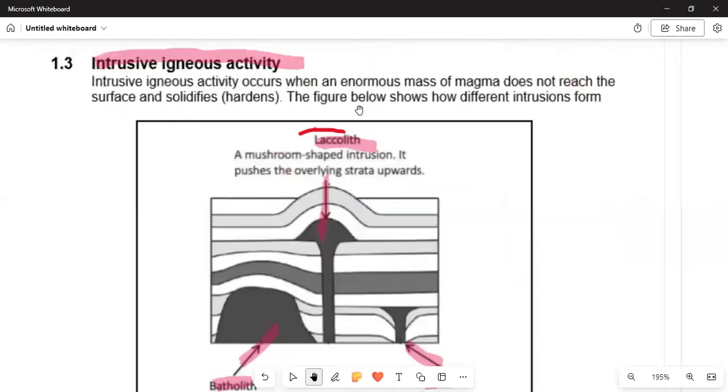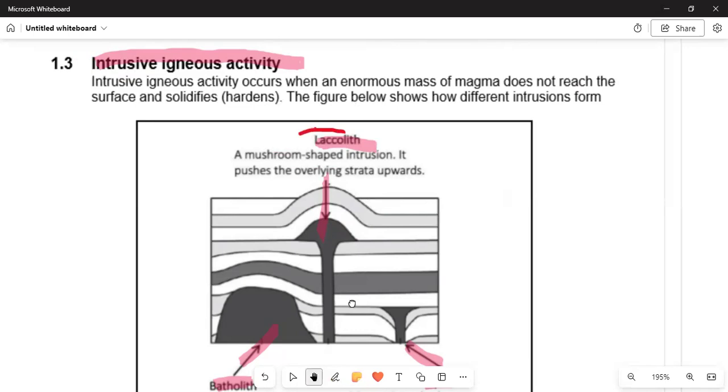If we are moving on again, we must understand that we move to 1.3, whereby we are talking about intrusive igneous activity. So we are saying this is activity which occurs when an enormous mass of magma does not reach the surface and solidifies, it hardens. So the figure here shows the intrusion forms.